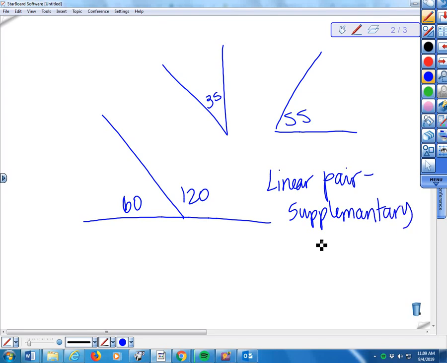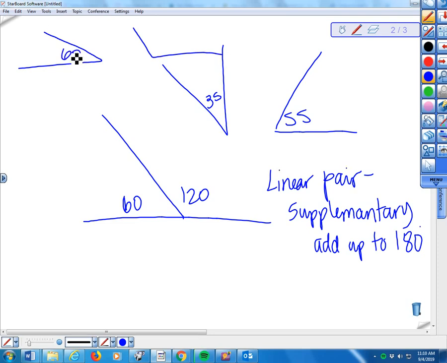Because they add up to 180 degrees. But if I have two angles that are not adjacent, they are not called a linear pair because together they don't make a line, since they're not adjacent. But they are supplementary because together they add up to 180.